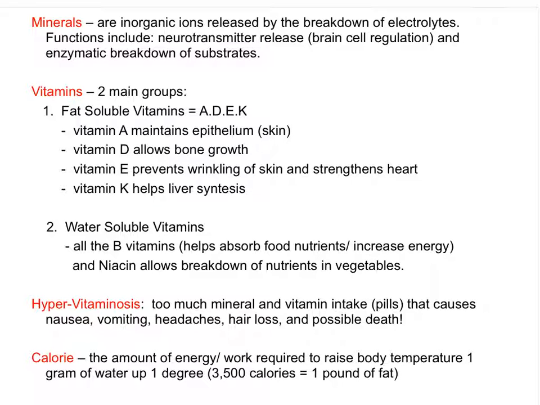Next is a calorie. We measure food energy in the form of a calorie. A calorie is the amount of energy or work required to raise 1 gram of water 1 degree Celsius. There's about 3,500 calories in a pound of fat. That's why most nutritionists will put you in a negative calorie deficit of about 500 calories a day. So you have a potentially 3,500 in a week and potentially could lose a pound of fat a week.